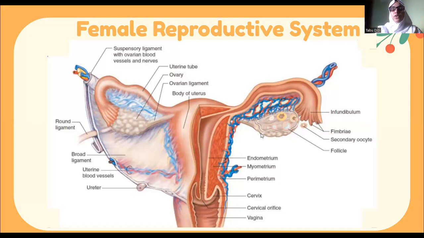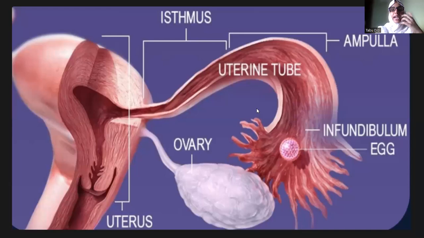Now we will move to the first important part of the female reproductive system, and we will discuss it in a bit of detail, which is the ovary. You can see something written as follicle over here. We are going to discuss it in the next few minutes. Okay, so let's begin with the first part, the ovaries, which are the ones which will produce the egg. Okay, a closer look at how it looks.